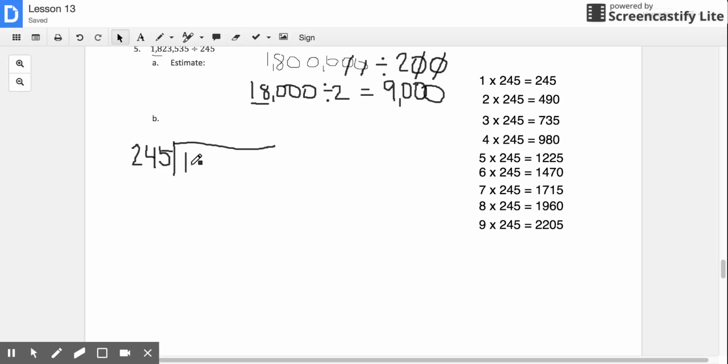So, we are dividing 1,823,535, let's see if I can make it a nice 5. Dividing that by 245. So looking right away, I don't need to worry about the 1 or the 8 or the 2 because I can't make a group of 245 when I only have 182. So I'm going to move to the 4th digit, and keeping in mind that I'm going to try to work with 1,823.